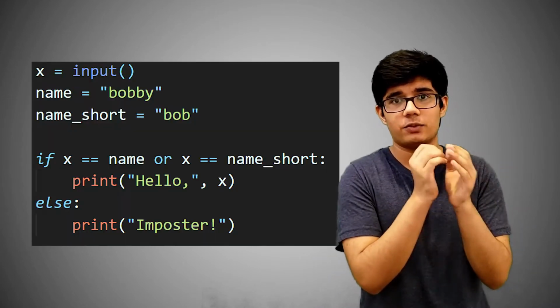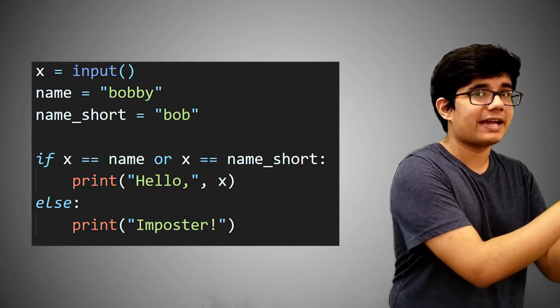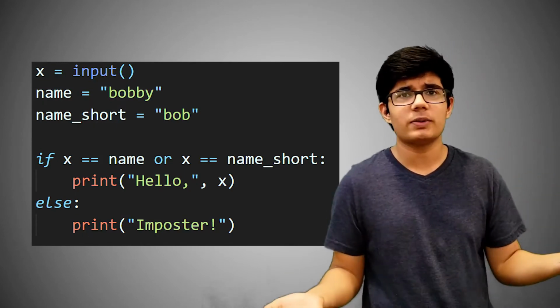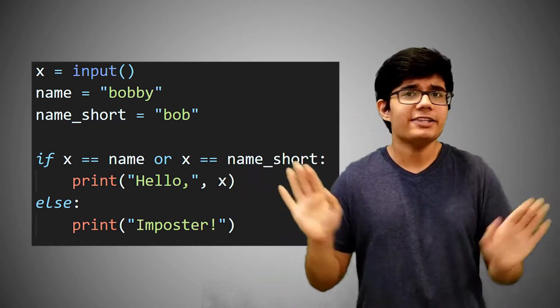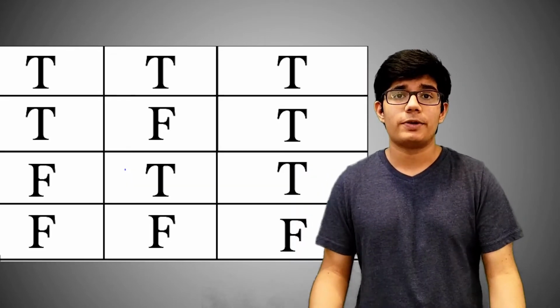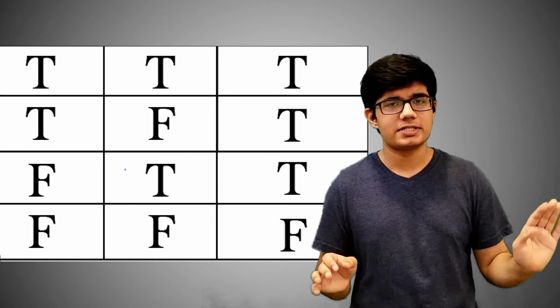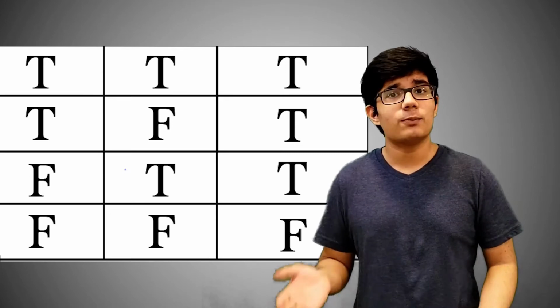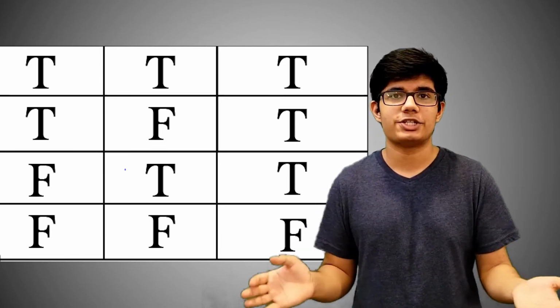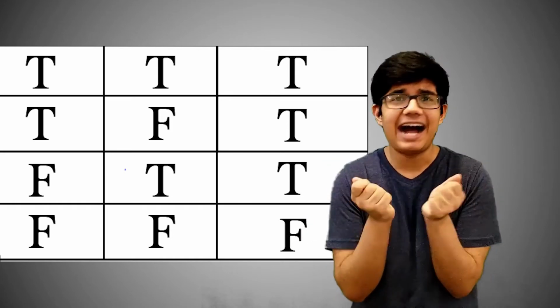Now we can check if x is equal to name, or if x is equal to name_short. And we can do this quite literally in English. If x is equal to name, or if x is equal to name_short. It works both ways. So that's it. We add the or, and we can check if either one of those is true. The way that Boolean operator works is that if either the first statement or the second statement is true, then it returns true. Now our program works with both Bob and Bobby, because we can just use the or statement to check if either one of them is true.